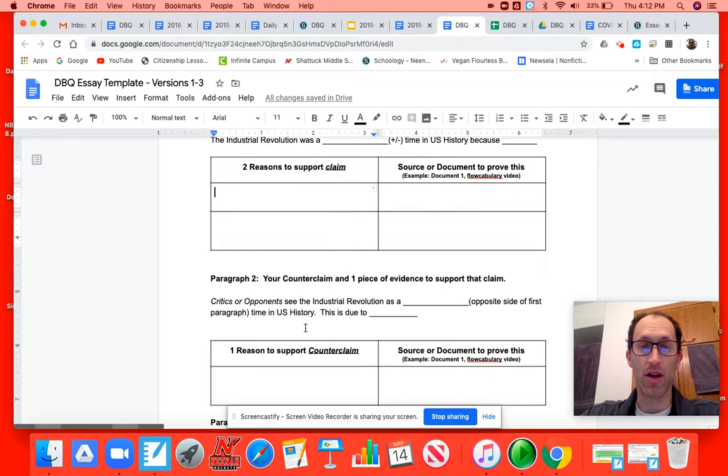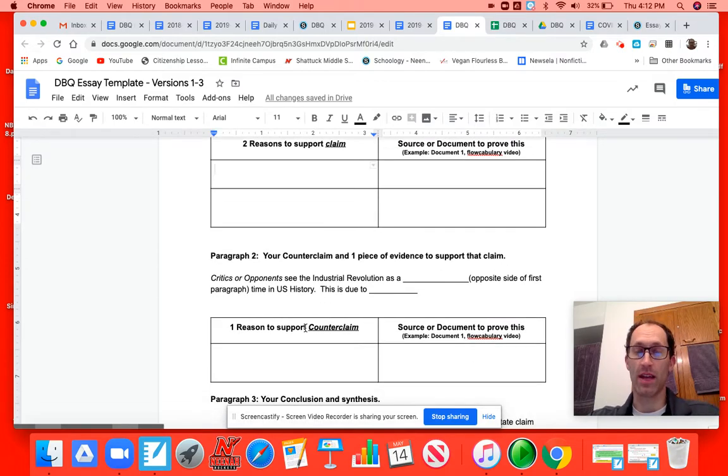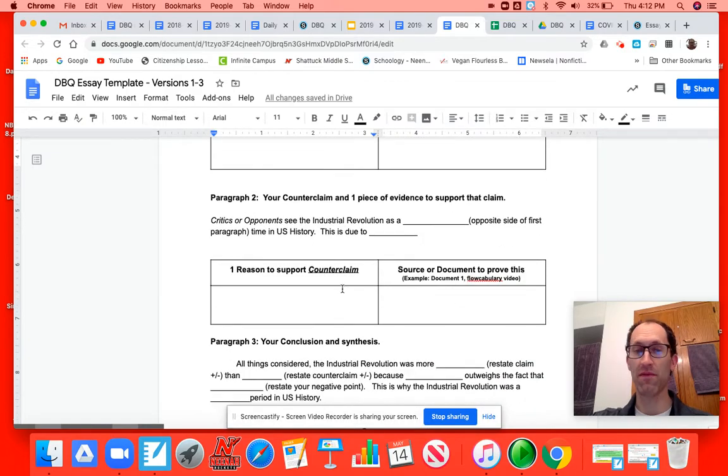That is your introduction. Paragraph 2 is your counterclaim and 1 piece of evidence to support that stance. Here's your opening line: Critics or opponents say the Industrial Revolution was blank, which is the opposite, time in U.S. history, and why. As before, you will find a reason to tell us why that counterclaim is positive or negative, and a specific source where you found that information.